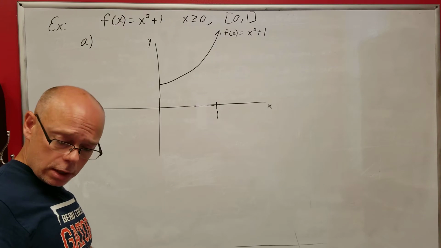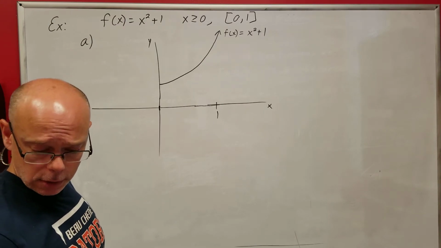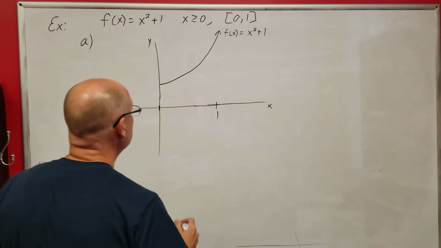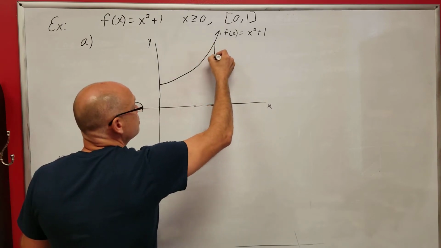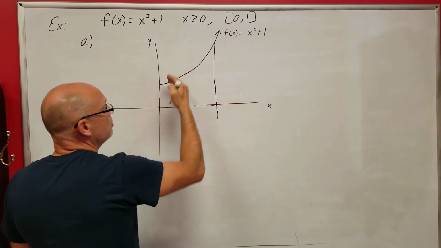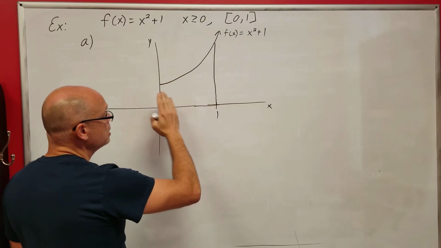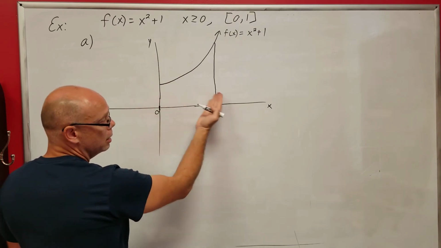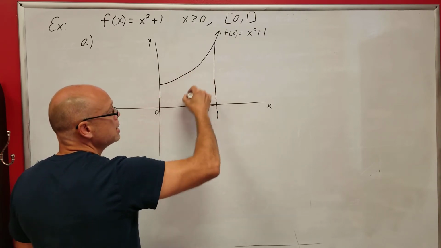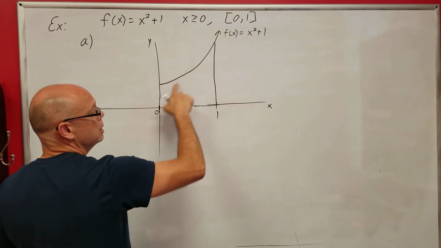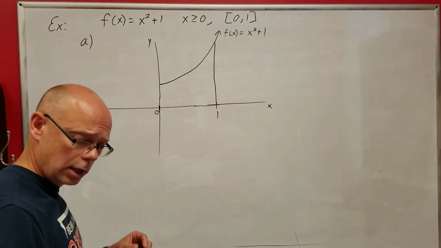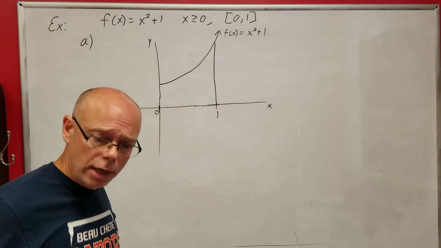All right, now what did they say in part A? They say by using 2 rectangles, let's estimate this area between the curve and the x-axis, between 0 and 1 here. So I'm looking for this area right in here, okay? And I want to estimate it by using 2 rectangles.